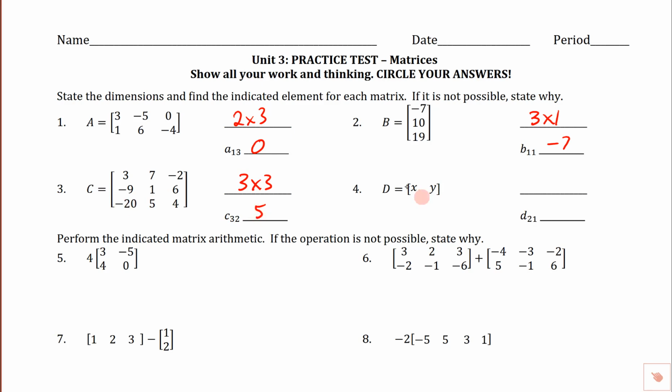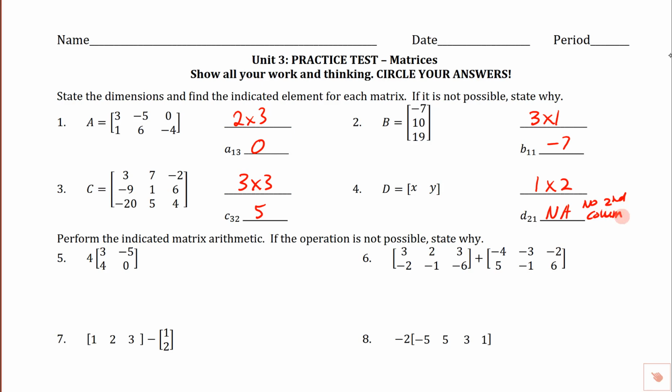And then this one is kind of weird. It doesn't have any numbers in it. It's just got an X and Y, but it does have 1 row, and then we have those 2 columns here. So this one's going to be a 1 by 2, and we need the D21 element. So that means second row, first column. Well, we don't have a second row, so we're going to put NA, not applicable, and we're going to state why. So we'll just say no second column.